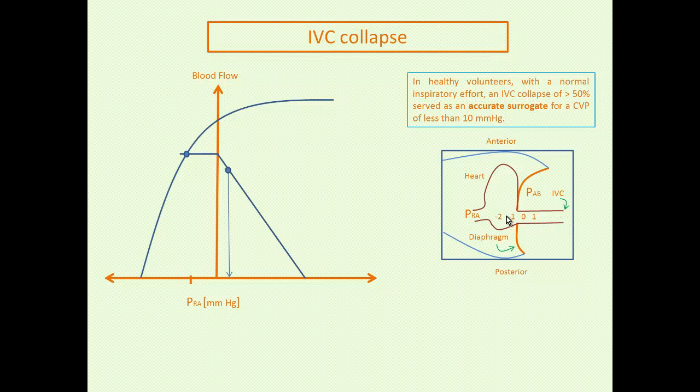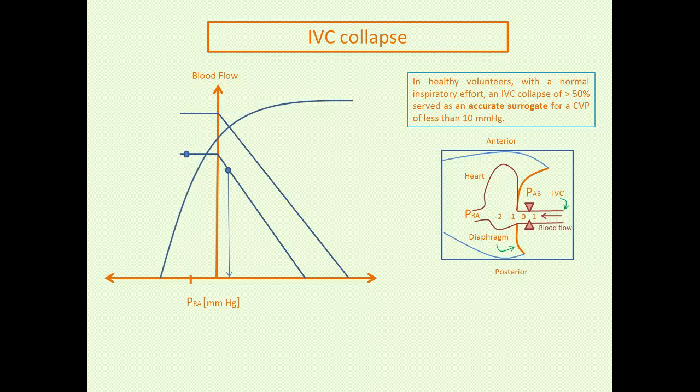This leads to increased blood flow, as we'll see here. Blood flow increases, but then abdominal pressure supersedes intravascular pressure as the diaphragm contracts, and you get this collapsing motion. Okay, so that's what you're seeing with the ultrasound.